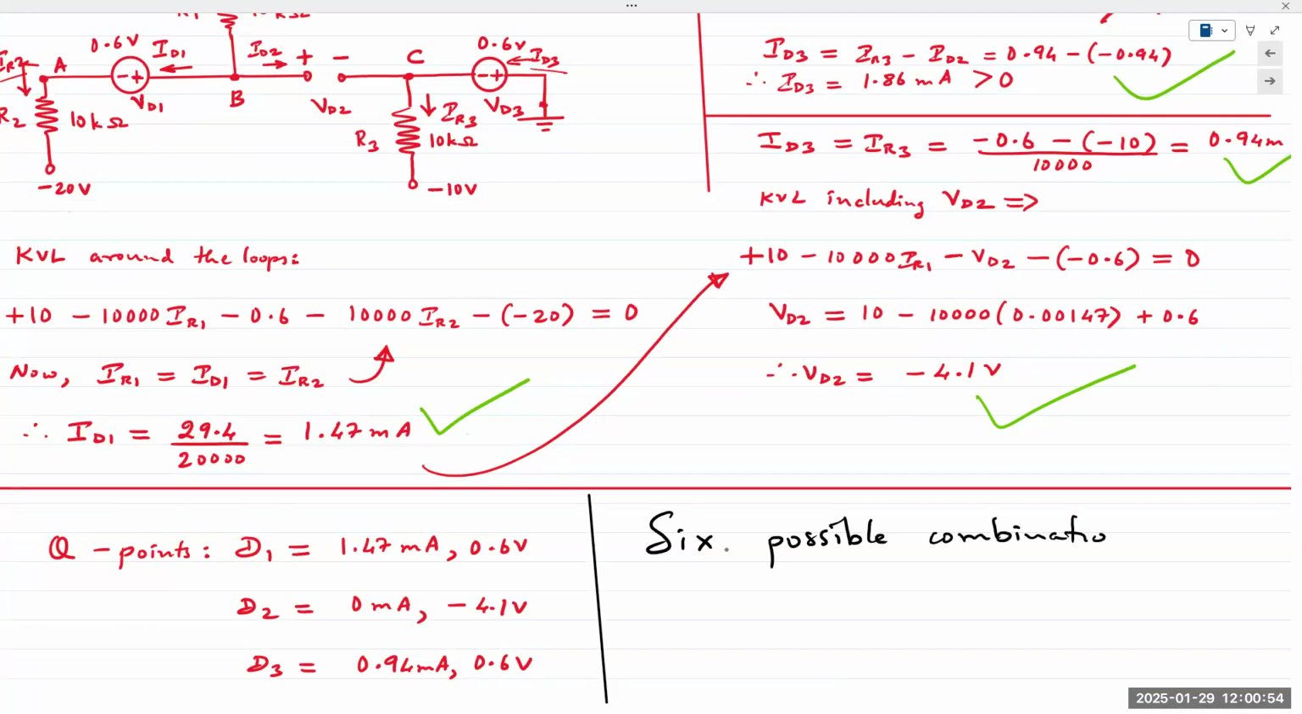To enhance your understanding, I would suggest you pick at least 2 or 3 more assumptions of diode states and solve them. Or you can pick all 6.